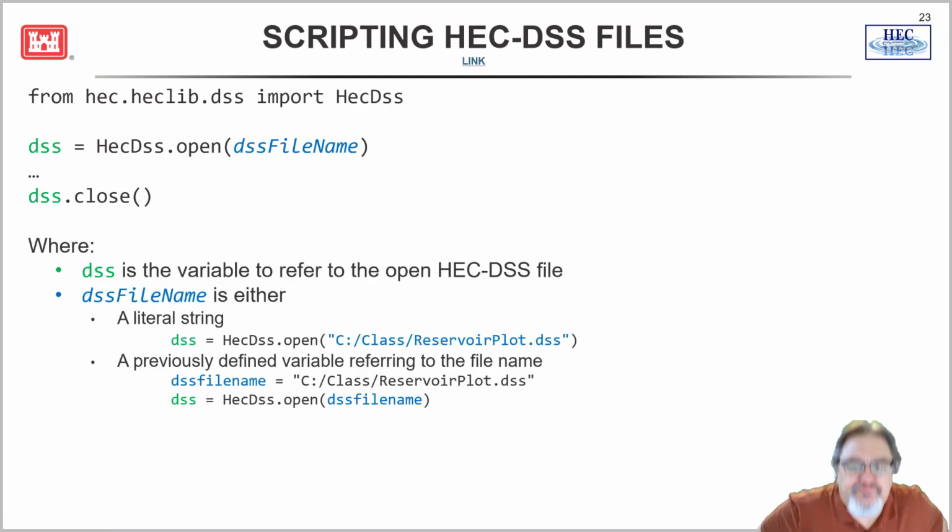Now, what is this DSS file name I have in the parentheses of the open? Well, it's either a literal string in quotes, or it's a variable that's previously defined to have the name of the file. You will notice in here I am using forward slashes for directory separators. That is completely acceptable in all versions of Python and Jython, as well as other programming languages.